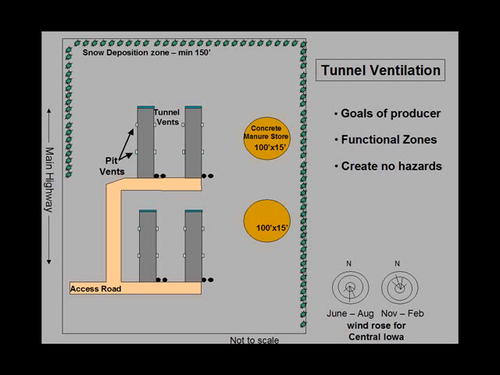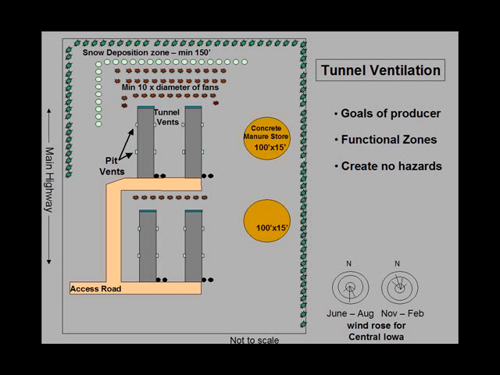Now, since these are tunnel ventilated, you can toy around a little bit with distance. You don't want to be too close because you're going to create back pressure and cause the fans to have to work a little bit harder. So, what is that optimal distance? Our research shows somewhere around 10 times the diameter of the fans away from that fan belt area. Still got to consider snow deposition.